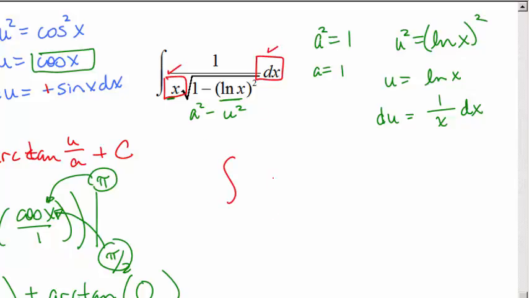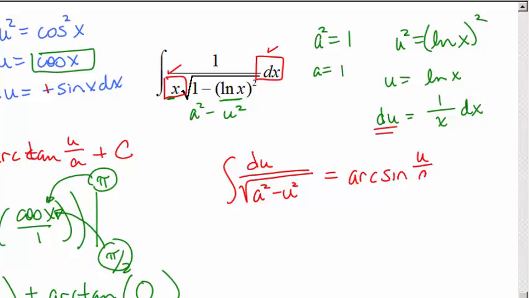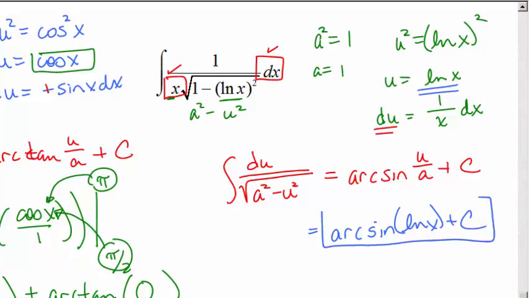dx over x is du over the square root of a squared minus u squared. That is just arc sine of u over a plus c. Now remember, arc sine's the only one that doesn't have that 1 over a out in front. So let's go back in terms of our x variable. So u is the natural log of x, a is 1, plus c.